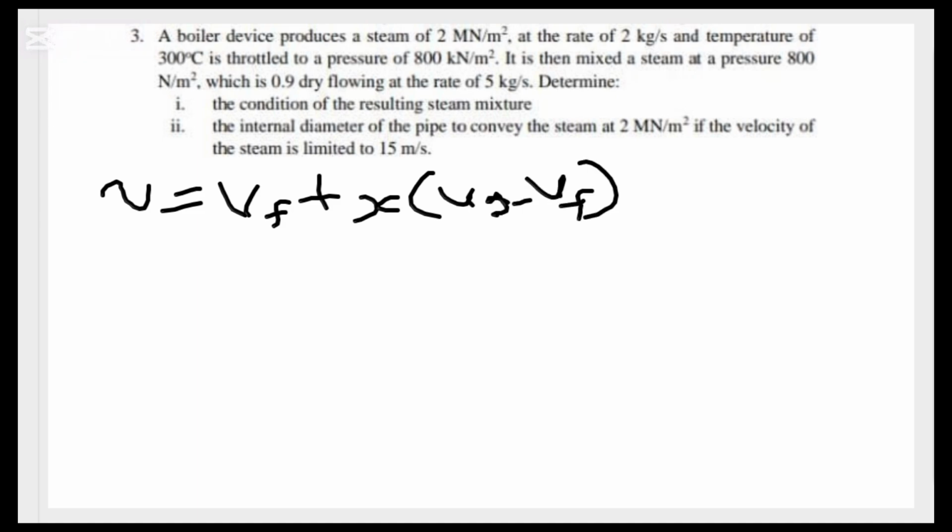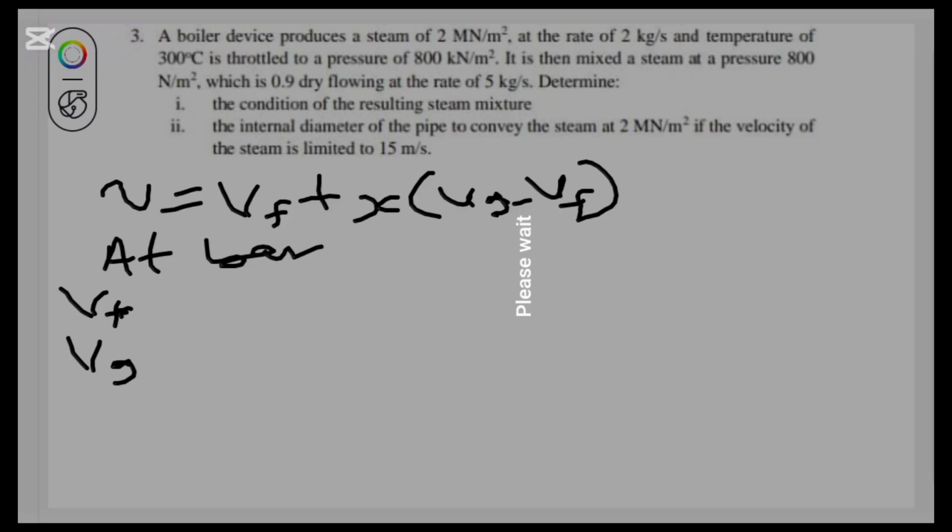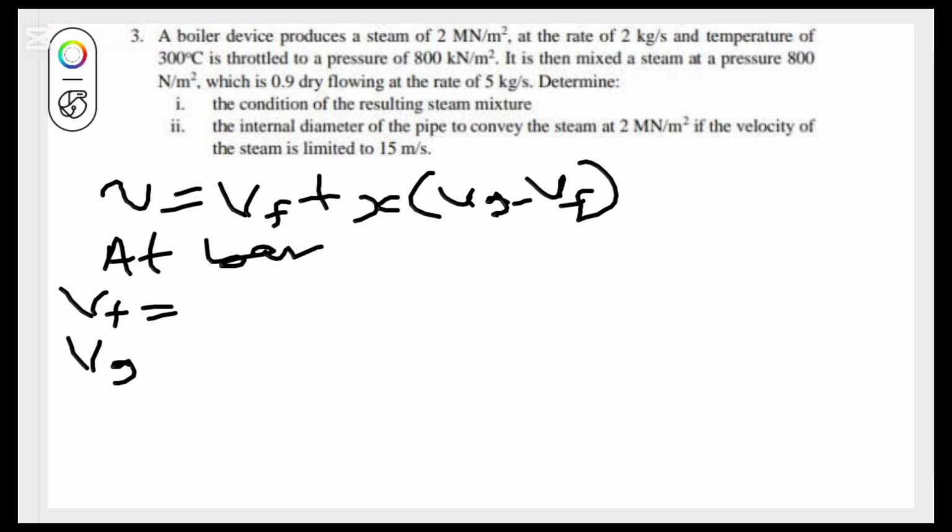Minus Vf. So I'll now check the steam, Steam 2, which is at 8 bar. So the specific volume of the mixture at 8 bar will now be what? I'll find Vf and Vg. So what will be my Vf and Vg? You have to take note of Vf.